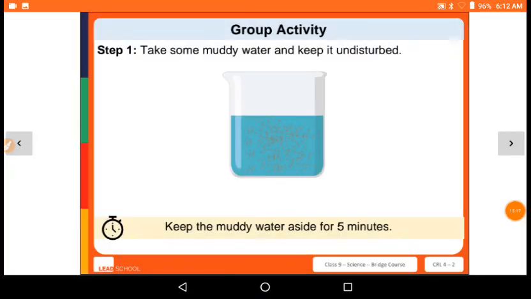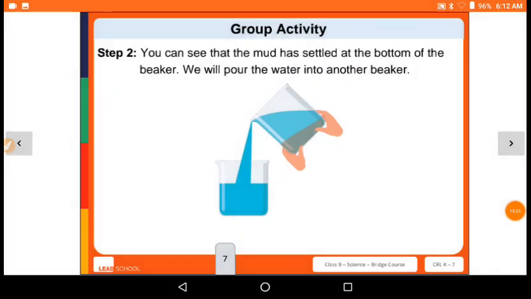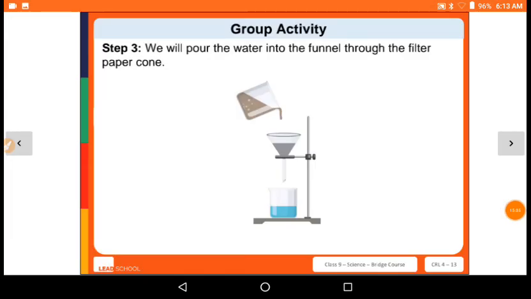So this is step 1. Take some muddy water and keep it undisturbed. Now after 5 minutes keeping it undisturbed, you can see that mud has settled down at the bottom of a beaker. We will pour the water into another beaker. This is step 2. Still the water is somewhat muddy. So step 3, we will pour the water into a funnel through the filter paper cone.